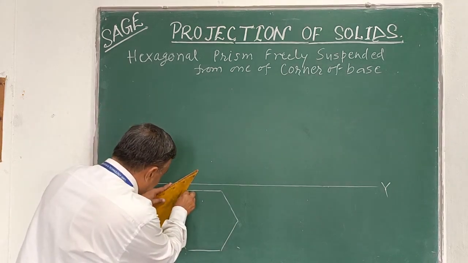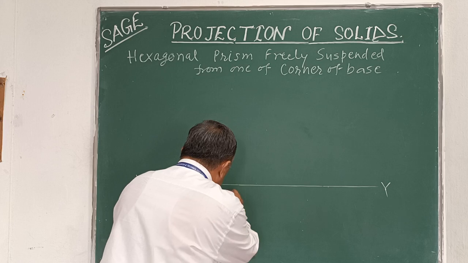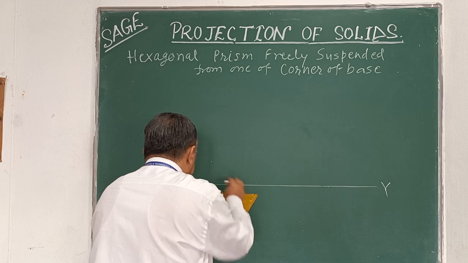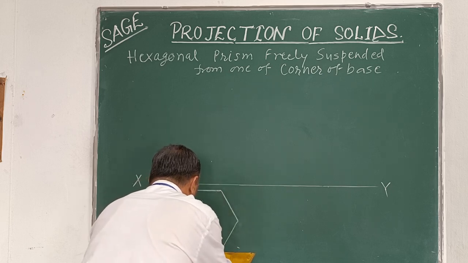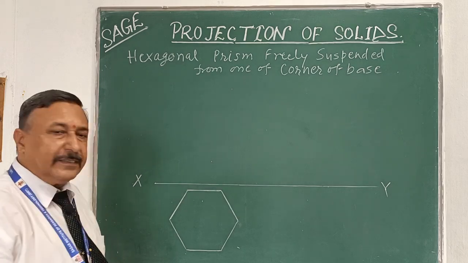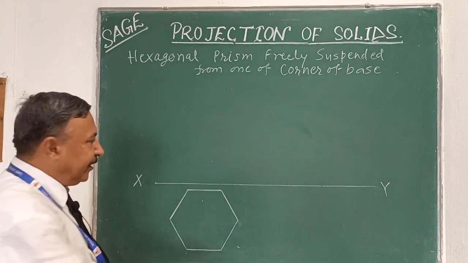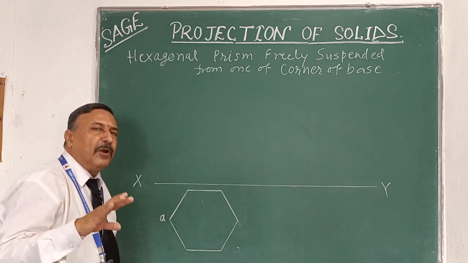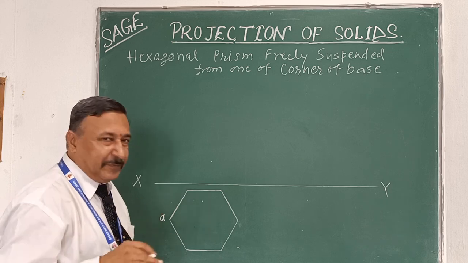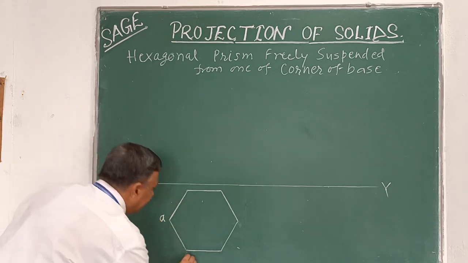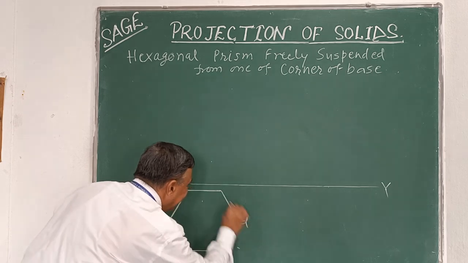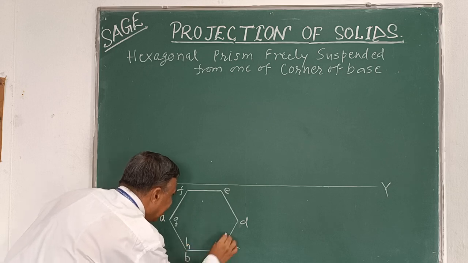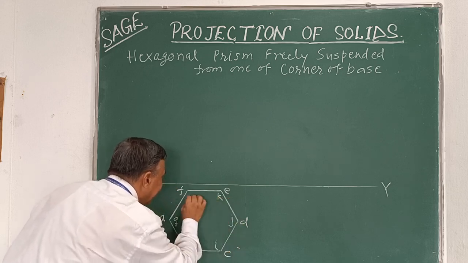Okay, so in the top view we have drawn the hexagon like this. This is the top view or base. Now I am going to name it, as we drew earlier in many questions of projection of solid of prism. So how we name a prism, you know better. So it is A, B, C, D, E, F, and this is G, H, I, J, K, and L.